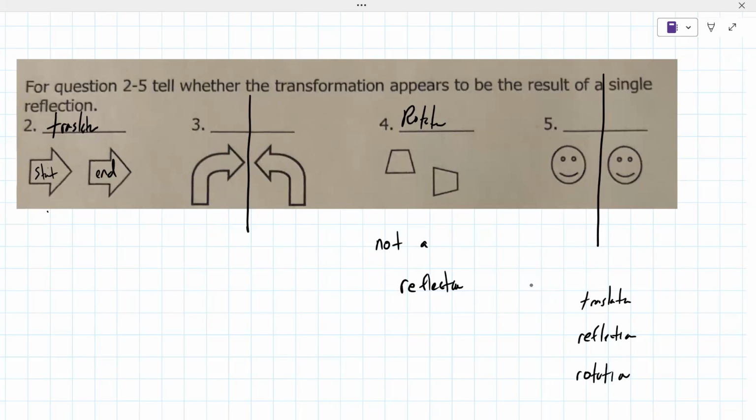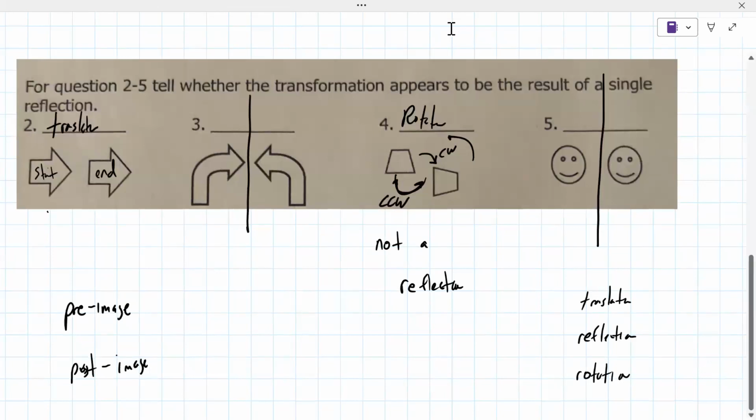Same with number 4. The rotation is either clockwise or counterclockwise, depending on where you're starting and where you're ending. So keep that in mind. They talk about a pre-image. Did you guys talk about that? Yeah. Post-image. Okay. Any questions, thoughts on that before we proceed?